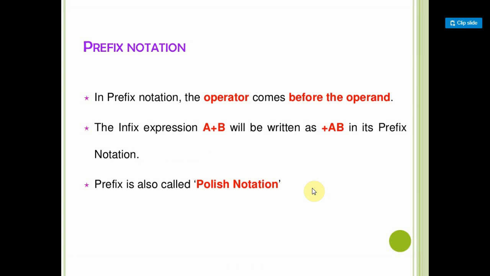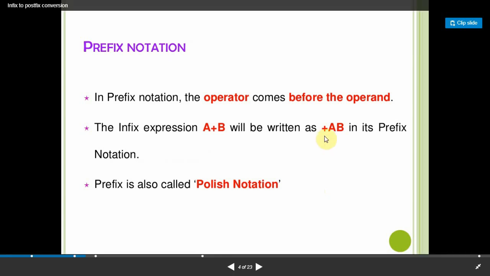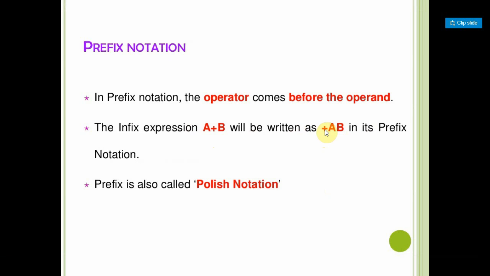In the case of prefix notation, the operator comes first and then the operands. For the infix expression A plus B, prefix can be written as plus AB. Postfix can be written like AB plus. Prefix notation is also called Polish notation and postfix is the reverse Polish notation.